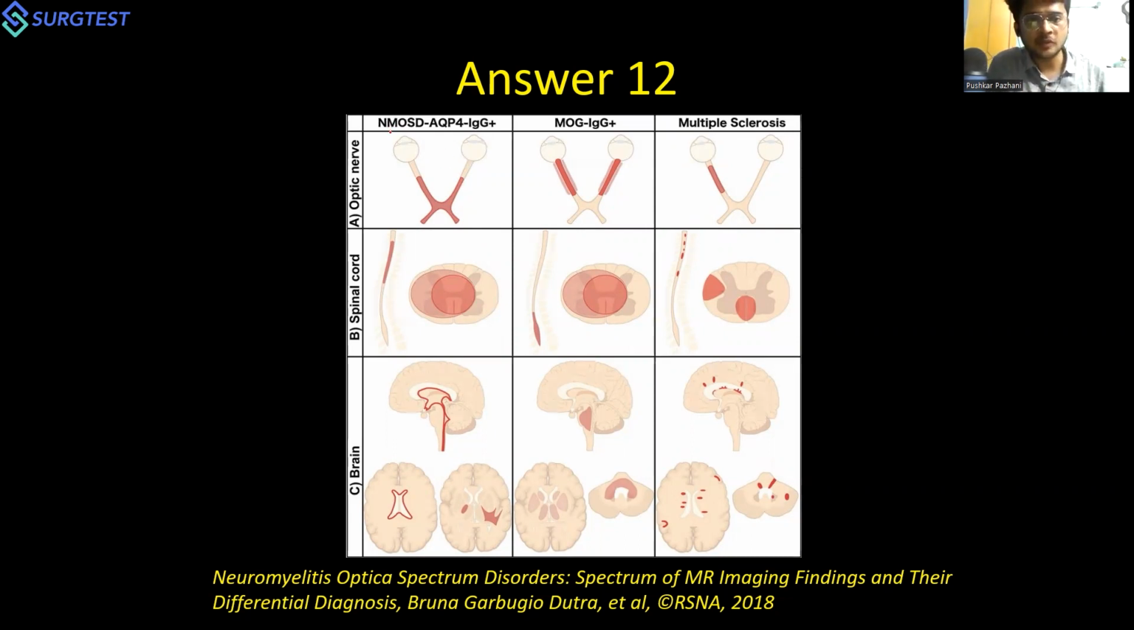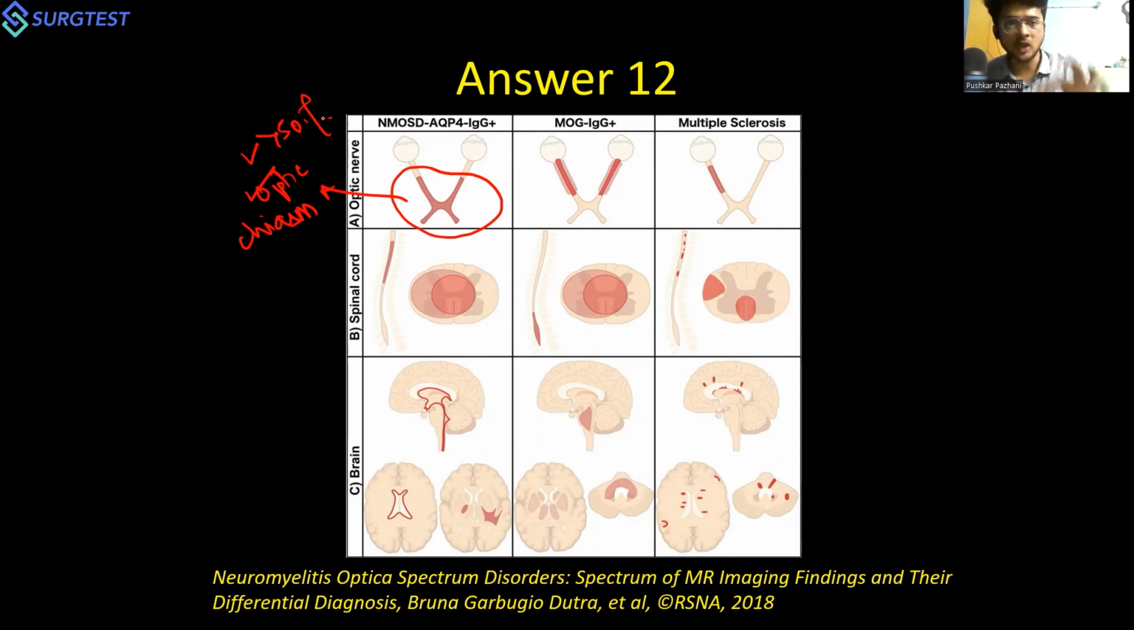So if you look at NMOSD, usually the involvement is posterior. In NMOSD, there's a predilection for involvement of the posterior part of the optic pathway and very specific involvement of the optic chiasm. Because the optic chiasm is a periependymal structure, and as I mentioned earlier, Aquaporin 4 is heavily expressed in the periependymal structures. It is also longitudinally extensive, involving more than 50% of the optic nerve length.